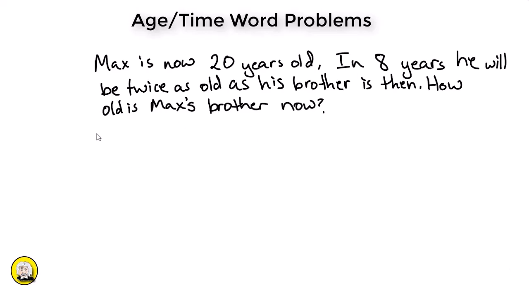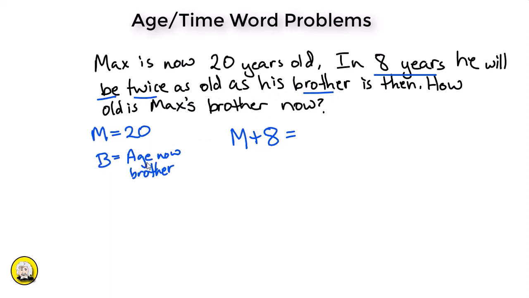Well, okay, so right now let's record the information we know. Max is 20 right now. In 8 years, he'll be twice as old as his brother. So what exactly does that mean? How do we translate that into an equation or an expression? Max's age in 8 years will be M plus 8. We know, of course, that's 28. And that's equivalent to, equals, twice as old as his brother.